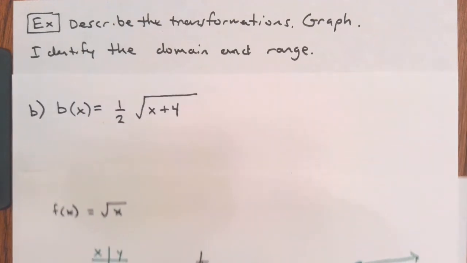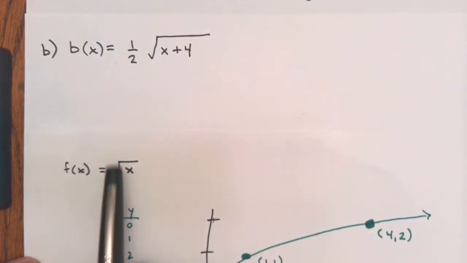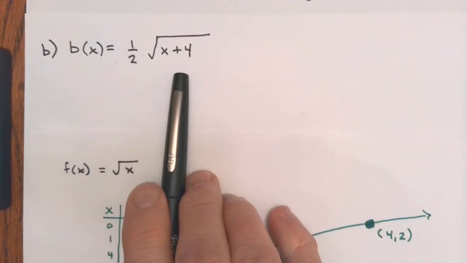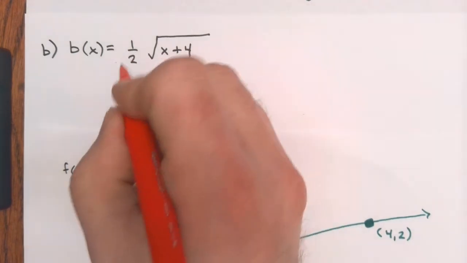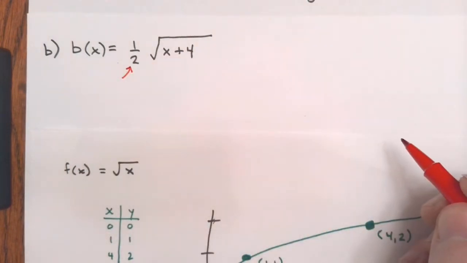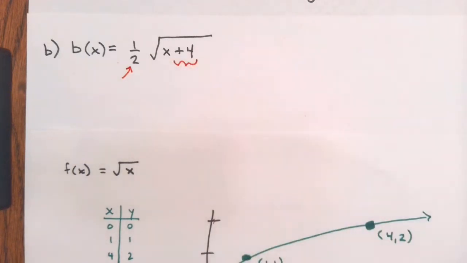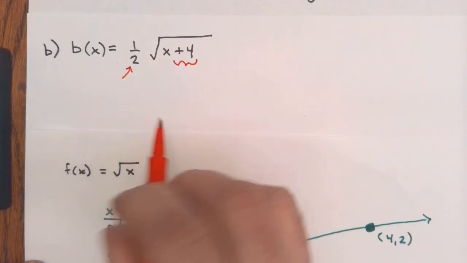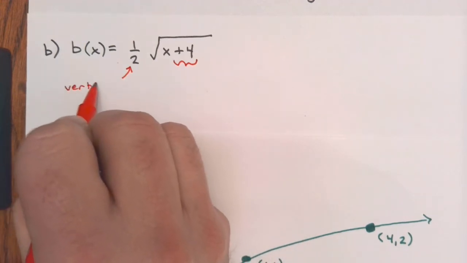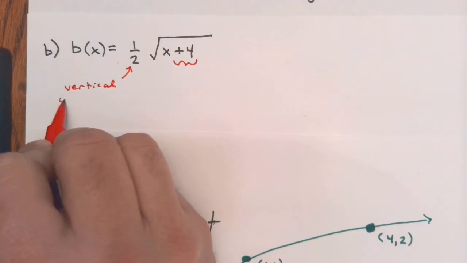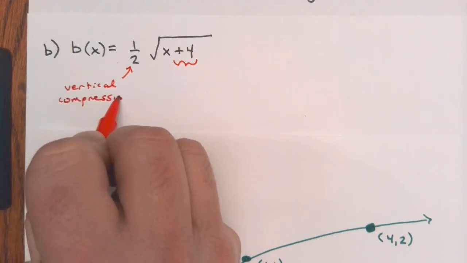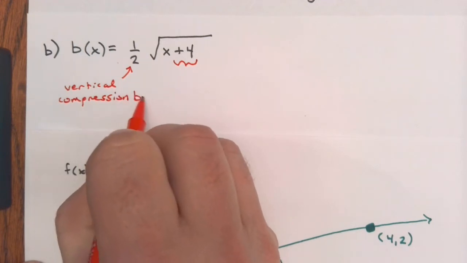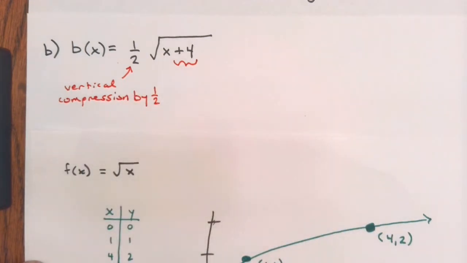If we compare the equation of the parent function with what we're going to be doing here in letter B, there are a couple of things that are different. One of them is that in front of our square root, we do have a 1/2, and then inside the square root, we do have a +4. The 1/2 that we have in front is called a few different things depending on the book. One of the things is that we could call this a vertical compression. Specifically a vertical compression by 1/2.